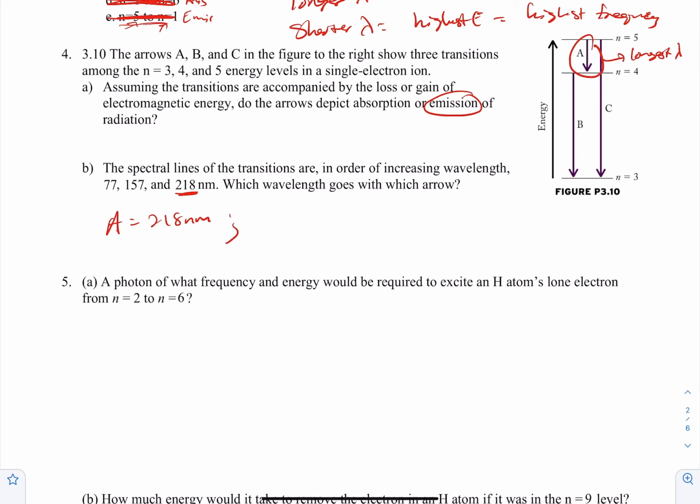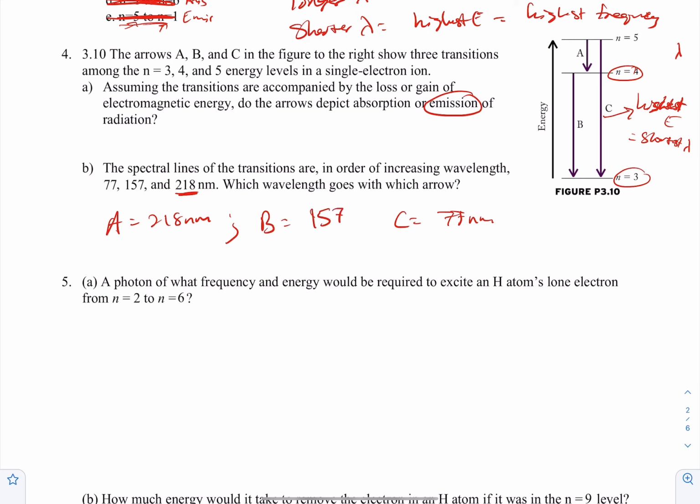And then if I look at B, it's just transitioning from 4 to 3. It might be easiest if we start with C, because then we can compare it back to B. So C is definitely the biggest energy. Highest E is equal to what? Shortest wavelength. So I know for sure C is going to be 77 nanometers, and then by default we'll say that B is equal to 157.